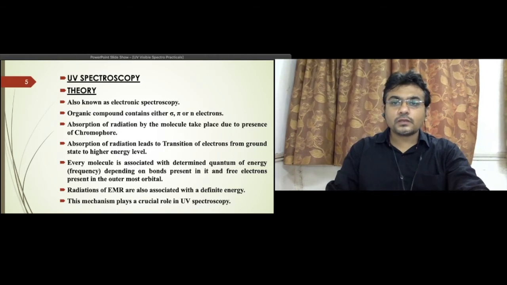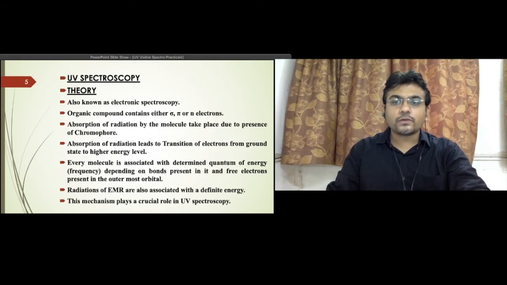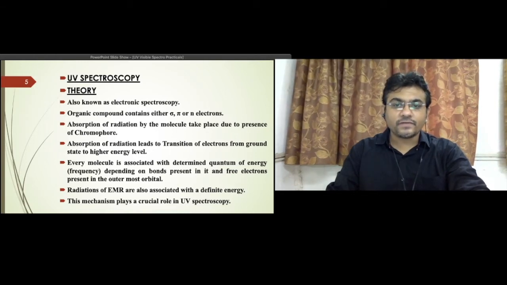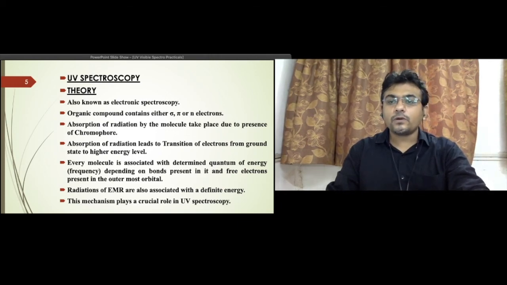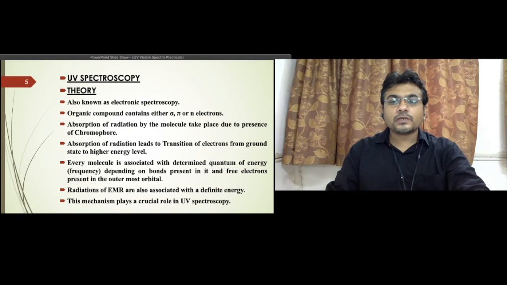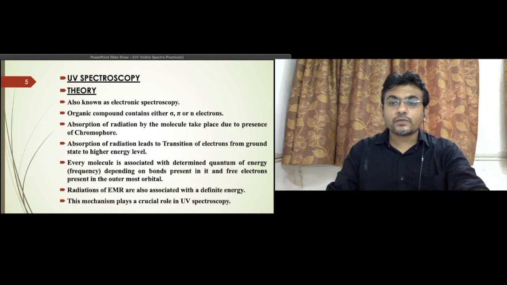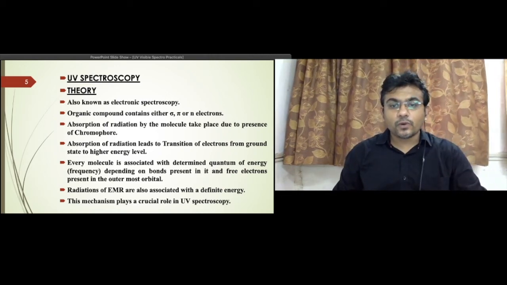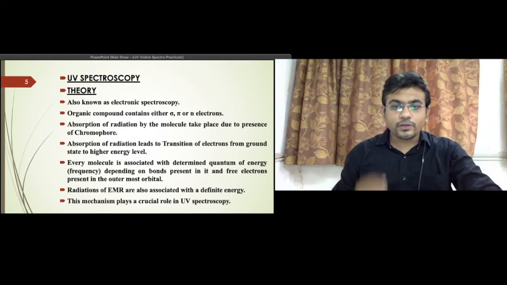First of all, going with the theory of UV visible spectroscopy, as I have told, it is also known as electronic spectroscopy because it involves electronic transition from ground state to higher energy level. Organic compounds contain either sigma bond, pi bond, or n electrons. Compounds which contain sigma bonds have sigma electrons. Compounds containing double bonds and triple bonds are associated with pi electrons, and compounds having non-bonded electrons, that is lone pair of electrons, are not associated with bond formation. So these constitute the electrons present in any particular molecule.